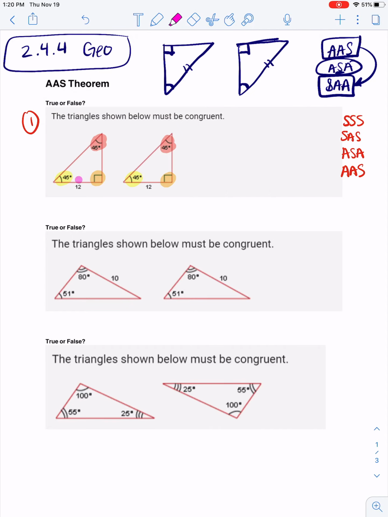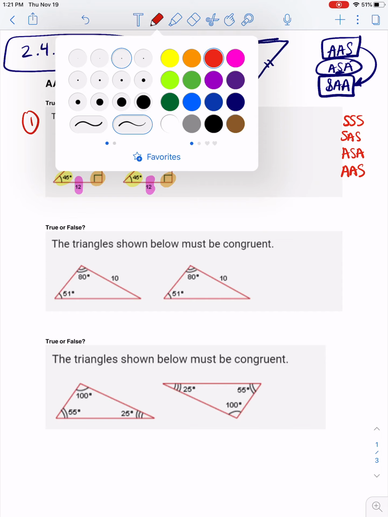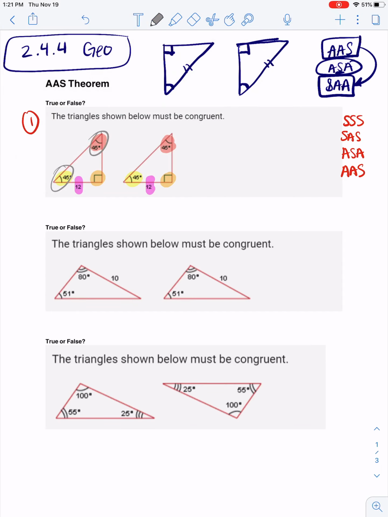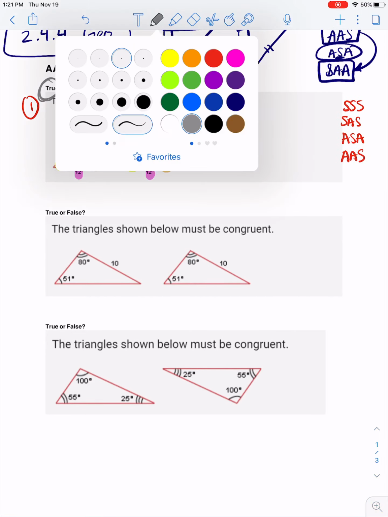So I do have a side right here. This side is 12. We could use these two angles and this side, and that would be angle, angle, side. Or we could use these two angles and this side, and that would be angle, side, angle. Either way, yes, these have to be congruent. So this would be true for this one. All the angles are the same, and that bottom side for both of them is 12, so they have to be congruent, okay?